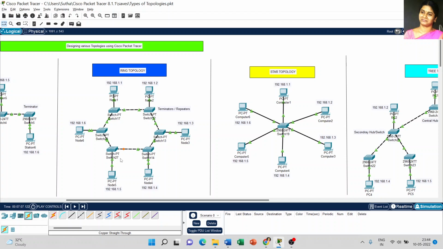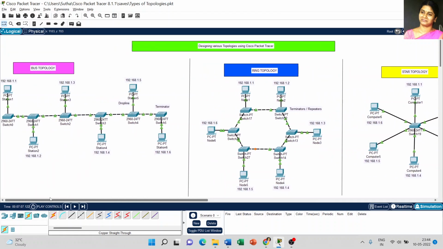Okay. Now coming to the advantages of ring topology. Compared to bus topology and other types, network collision is low. That's the important part here. So how is the network collision low? In the previous video we discussed the bus topology. In bus topology, the network collision is high.